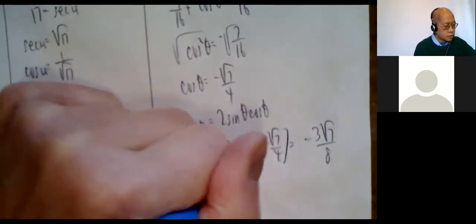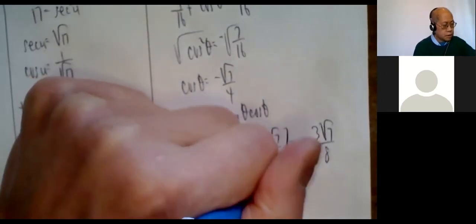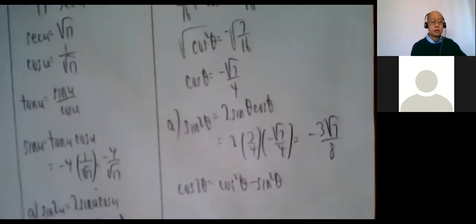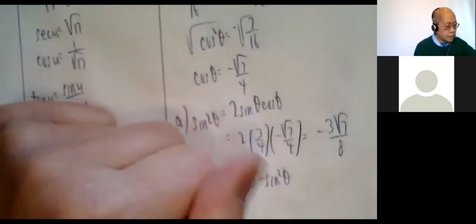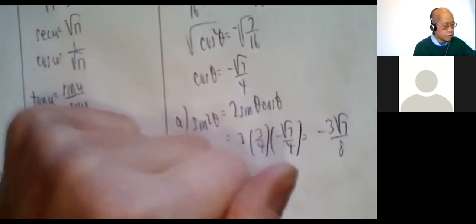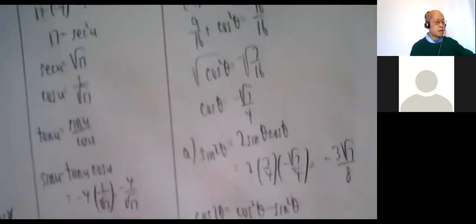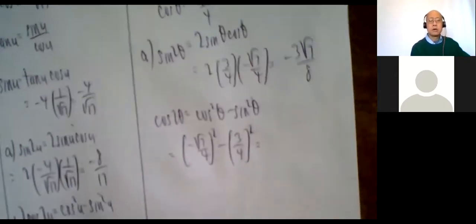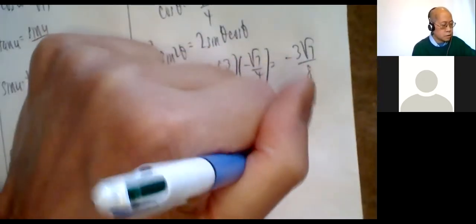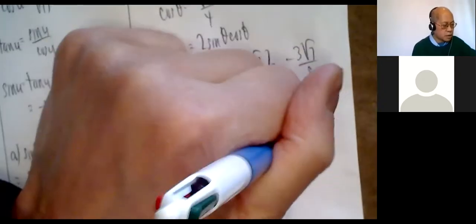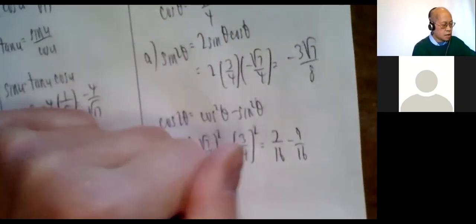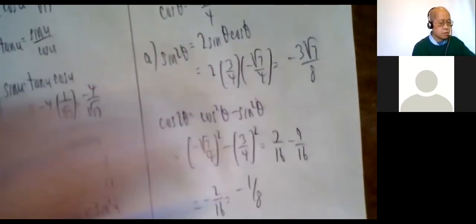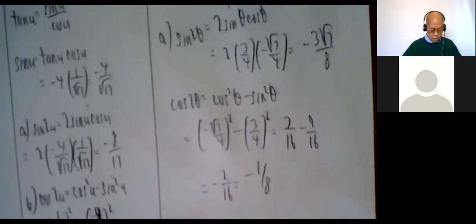Cosine 2 theta by formula is cosine squared theta minus sine squared theta. So cosine squared, I square that. Negative radical 7 over 4 squared minus sine of theta squared. They gave me that as 3/4. So that's 7 over 16 minus 9 over 16 is negative 2 over 16 or negative 1/8. And that's pretty much it for that type of problem.